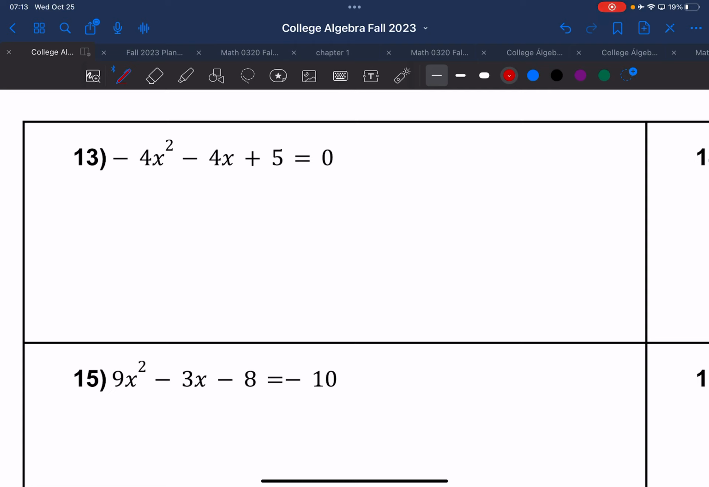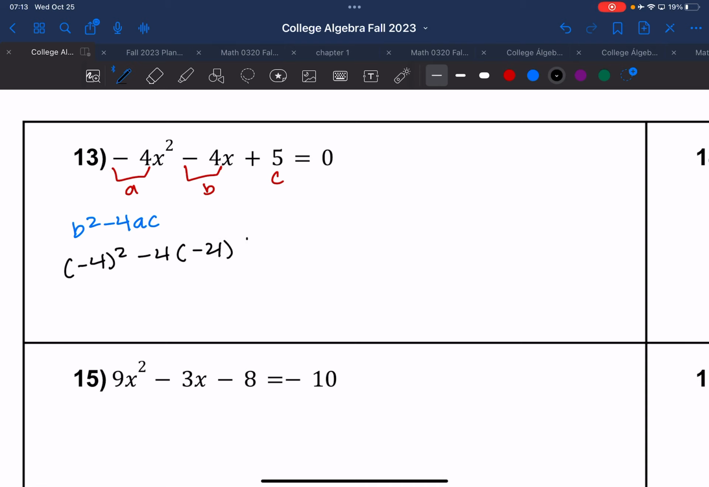Yes. So that means we can label our A, B, and C. So this is A, B, and C. So A and B are -4, and C is 5. So we're only using the discriminant formula, which is b squared minus 4ac. So plugging that in, we have b squared, so -4 squared, minus 4 times a, which is -4, times c, which is 5.